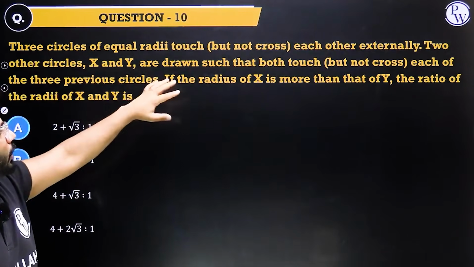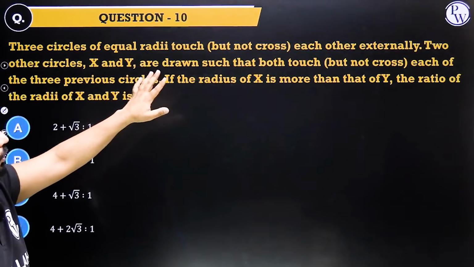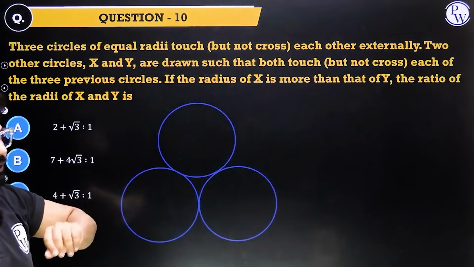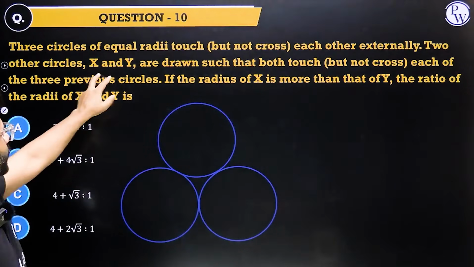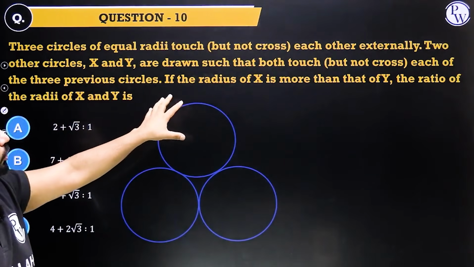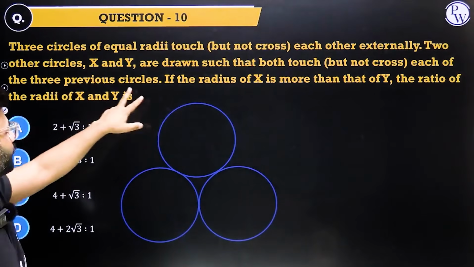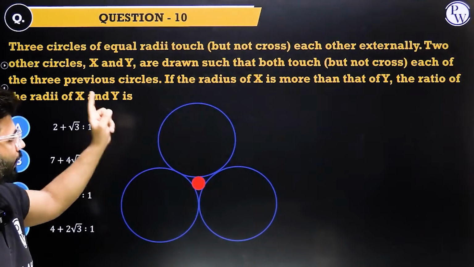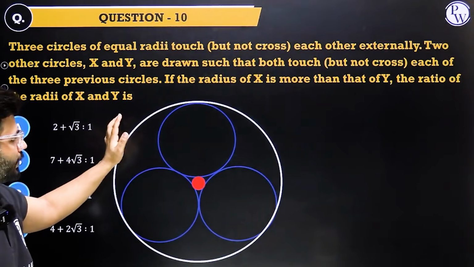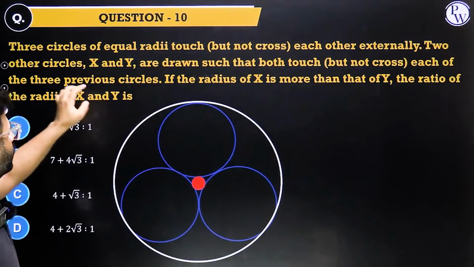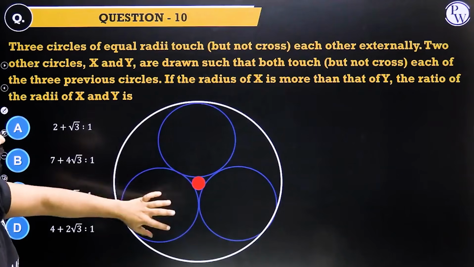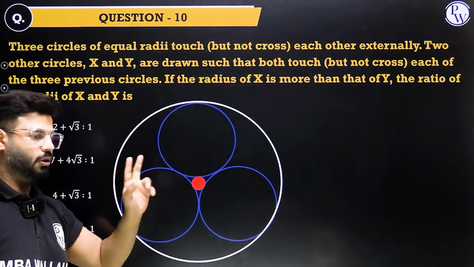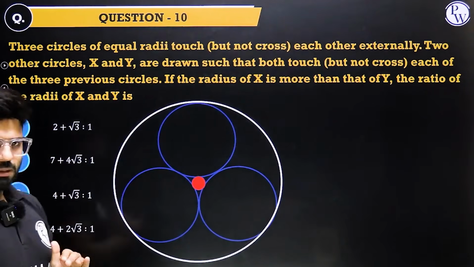So you have three circles of equal radii, touching but not crossing each other externally, something like this. Three circles touching externally. Two other circles x and y are drawn such that both touch, do not cross, each of the three previous circles. Two circles, one will be inside, one will be outside, so that they touch all the three circles but do not cross. If the radius of x is more than y, find the ratio of x and y. You are looking for the ratio of this and this circle's radius. The game is about the ratio.